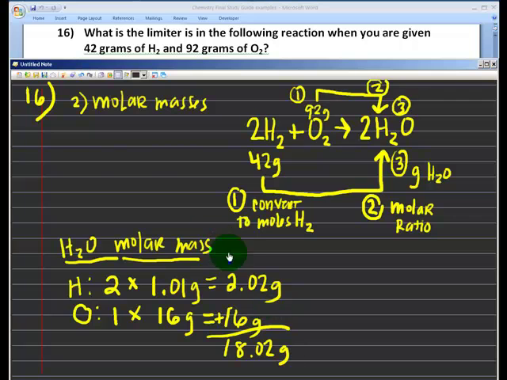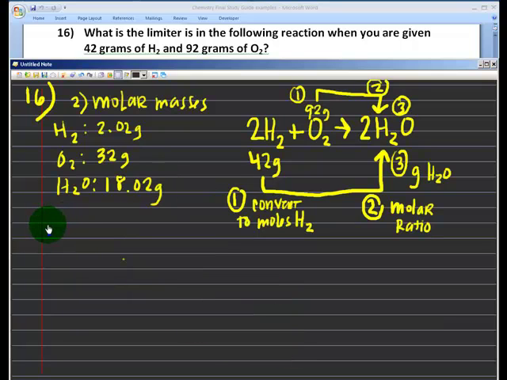So now I'm going to place this number up here. I already found the molar masses of all 3, but I want you to find them on your own. For H2, the molar mass I found was 2.02 grams. For O2, the molar mass I got was 32 grams. And we just found H2O, and the molar mass is 18.02 grams. We'll use these later in the problem.